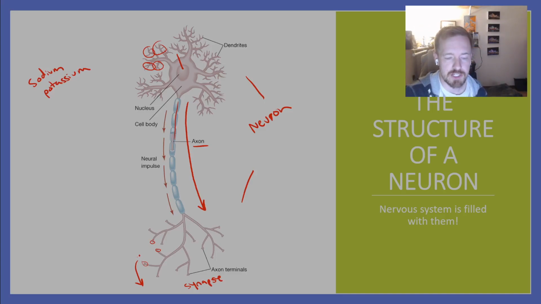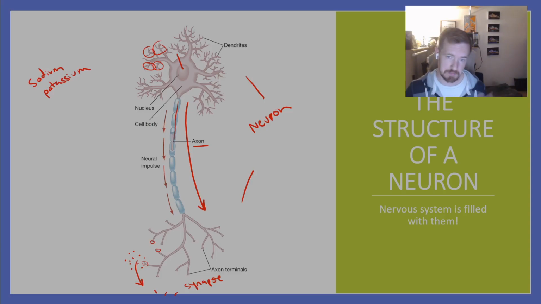So these neurotransmitters, dopamine, serotonin, acetylcholine, glutamate, whatever these neurotransmitters are, they're going to move across the synapse and get to the next set of dendrites for this cell before they move on.